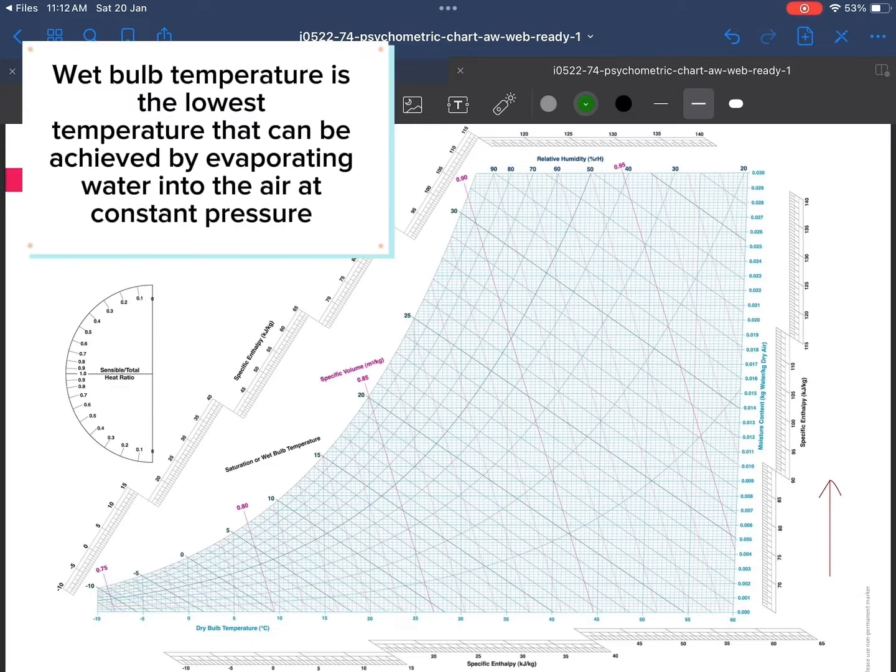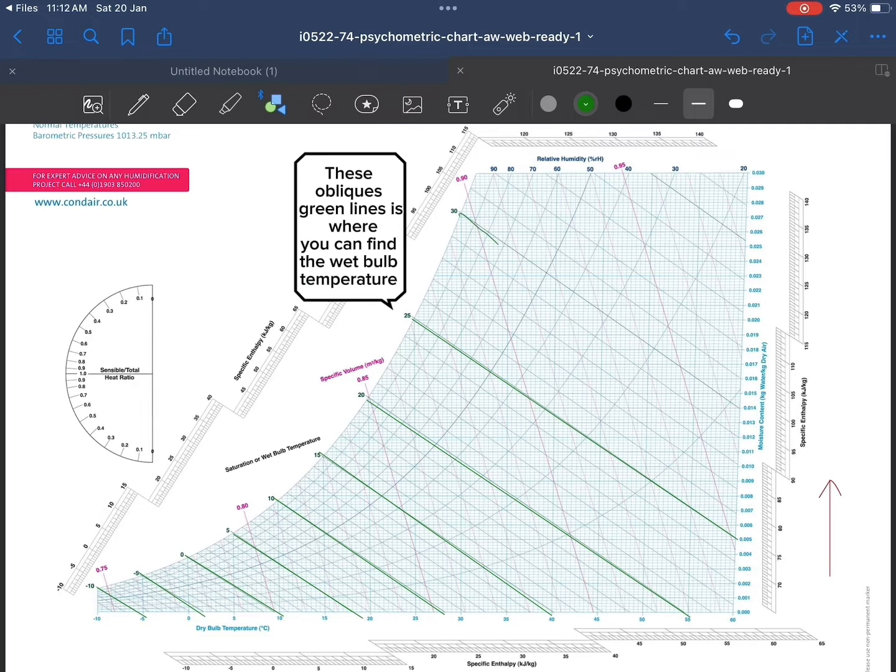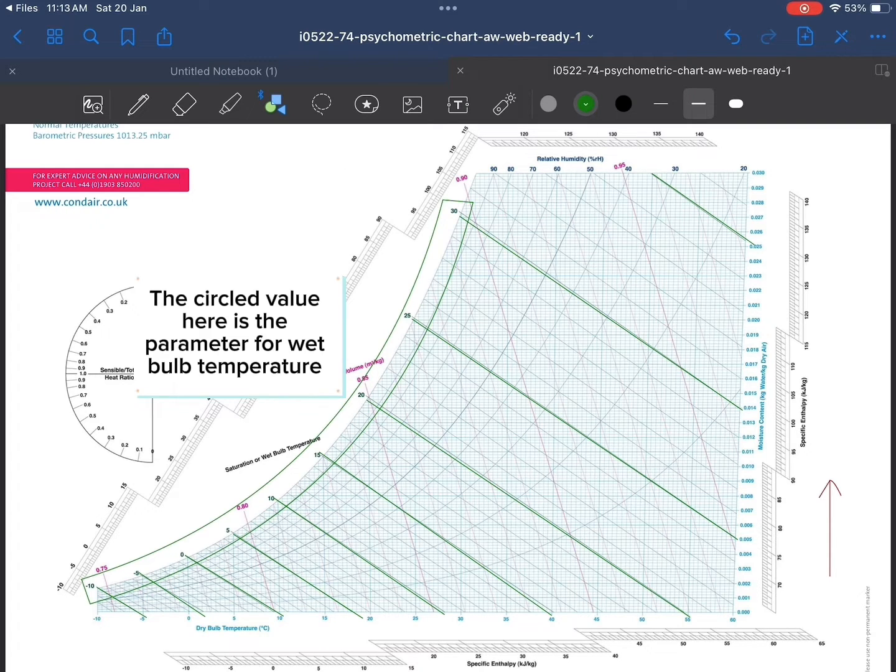Next is wet bulb temperature. It's the lowest temperature that can be achieved by evaporating water into the air at constant pressure. This oblique green line is where you can find the wet bulb temperature. The circled value here is the parameter for wet bulb temperature.